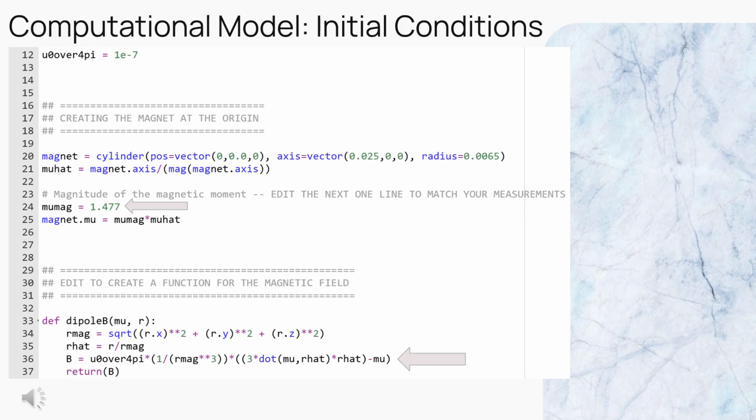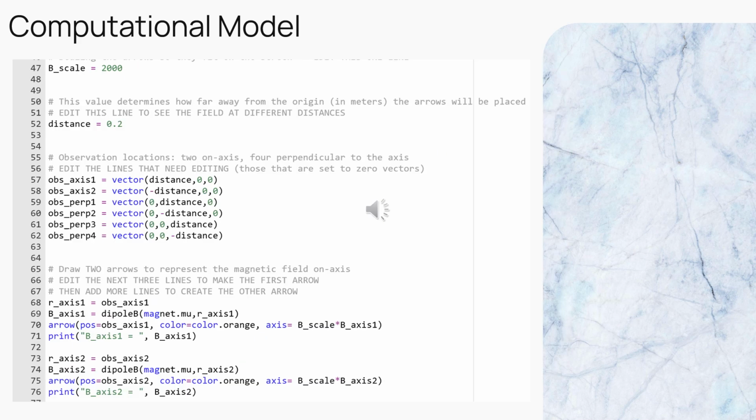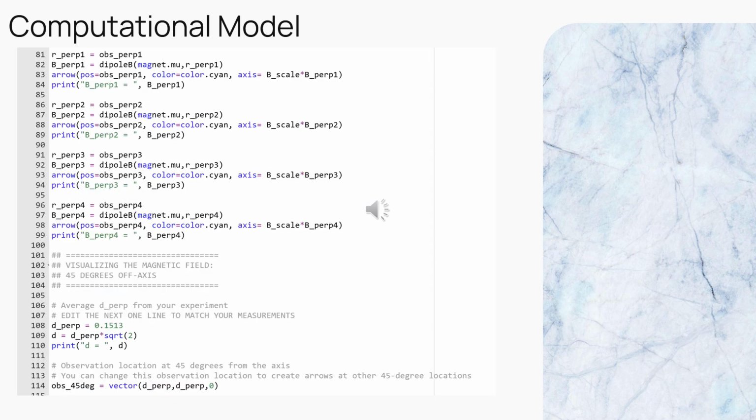Using this finding and the starter code, here is the computational model, and these are the initial conditions that were calculated. It includes mu and the B field of a point charge, basically, and that is the equation that was in the key principles. Here is the next part of the model, which is basically just calculating how the arrows are going to show up and the observation locations. It's about the same here, and this is just showing the end of the code.